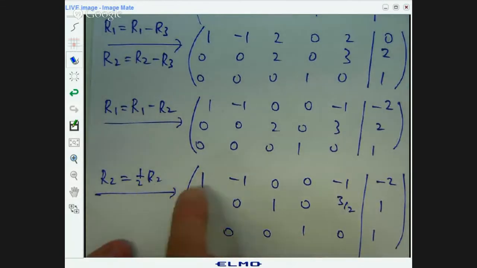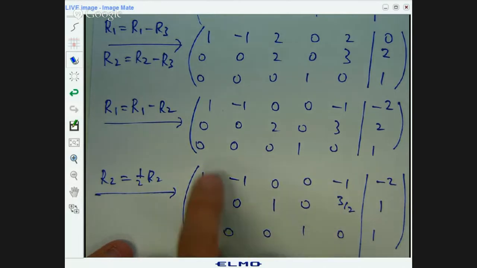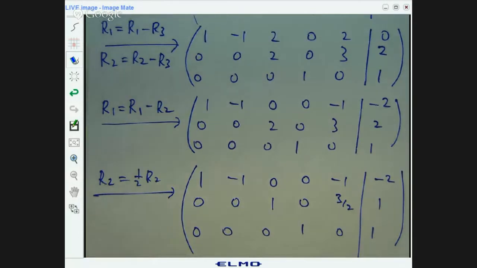Well, every leading entry of each column is 1. So that's the first thing. And then every column that contains a leading entry, every leading column, has a 1 and all 0s. Okay, and this is the only non-zero entry. This is the only non-zero entry. This is the only non-zero entry. So it is in reduced row echelon form. Brilliant. Okay, it's in reduced row echelon form.